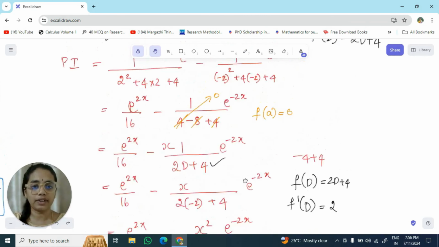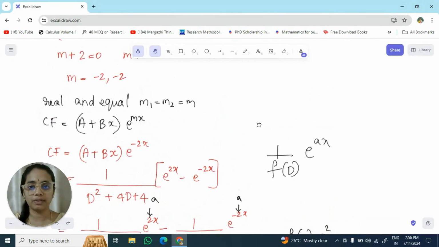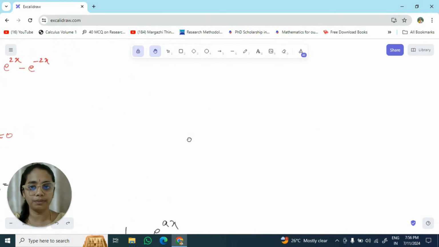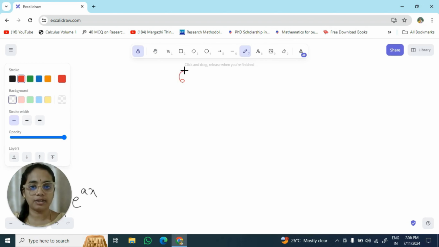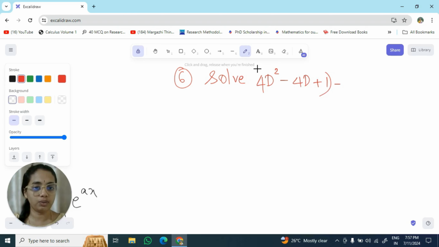Now let us solve another problem. Say for example we have the sixth problem. The sixth problem says solve (4D square minus 4D plus 1) into y is equal to 4.